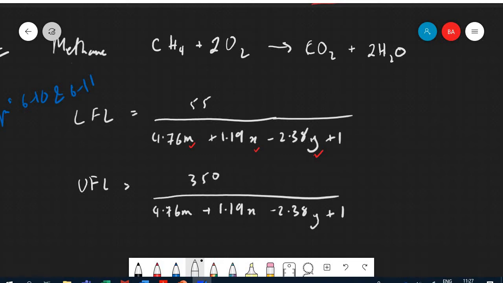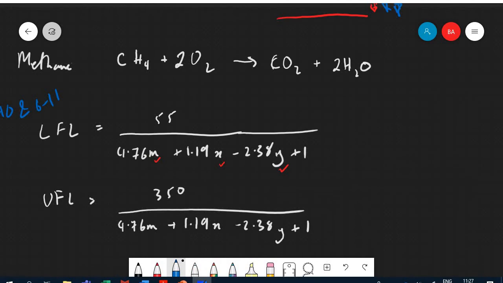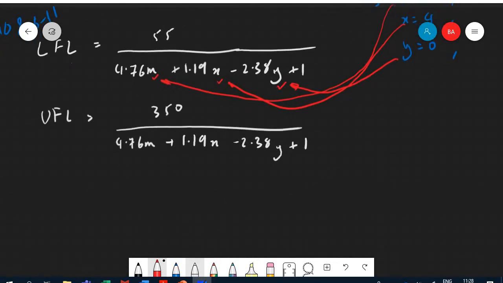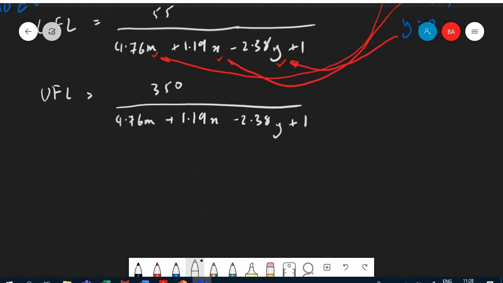So this is what I have here, and based on what we have done, if you go to equation 6.9, you will know how to find the x and y and all those bits and pieces. From equation 6.9, what are the values, please? M is equal to 1. I'll write that again. M is equal to 1, X is equal to 4, and Y, which is the oxygen, is equal to 0. So simply what I'm going to do now is substitute those values here, here, and there. After you do your substitutions, you'll get the answer directly.